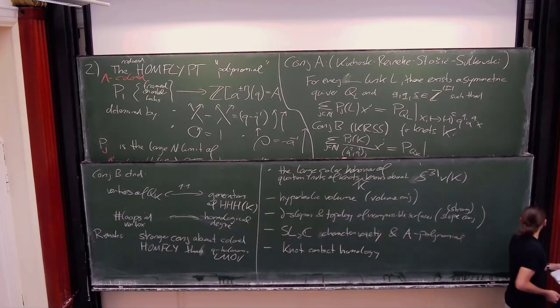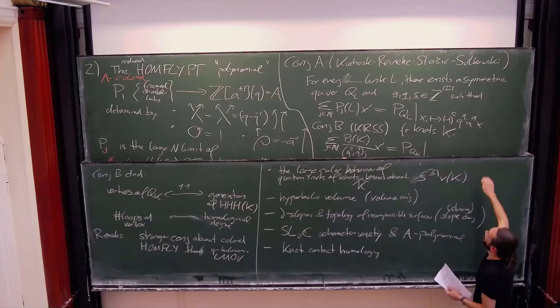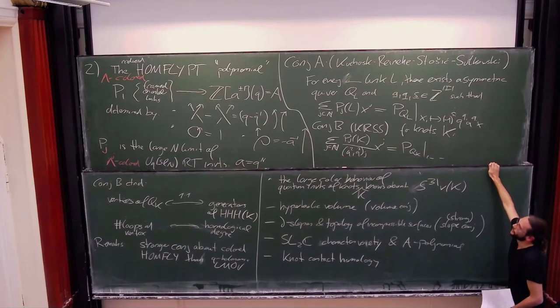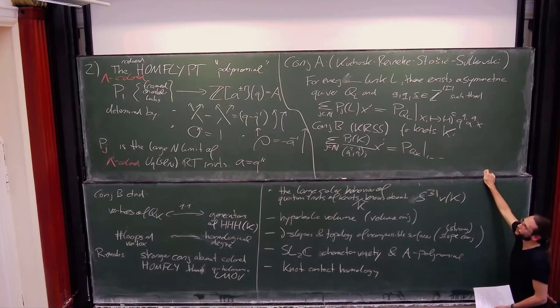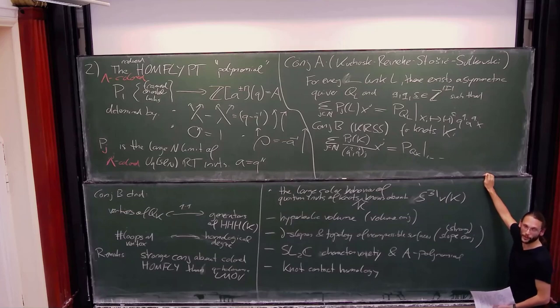Okay, maybe one more remark. I think that at least conjecture A can be proved by results that are in the literature, which are due to topologists, but only in the case when the link is algebraic, in the sense that it's a link of a plane curve singularity.